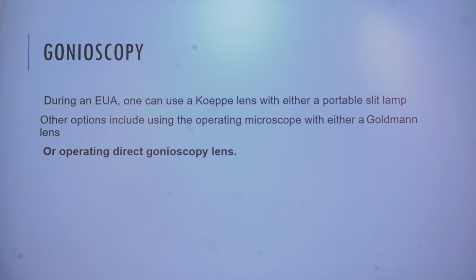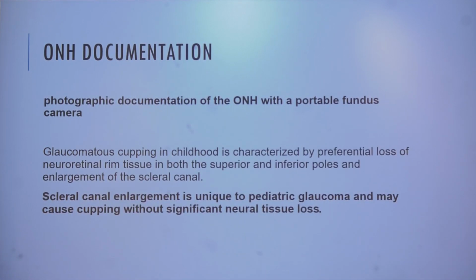Gonioscopy, you can do either with Koeppe lens, or the Goldmann lens, or even the direct surgical gonio lens. With that also you can do the gonioscopy to find out how the angle structures are. ONH documentation is a very important part. Photographic documentation is definitely good if you have a portable fundus camera.